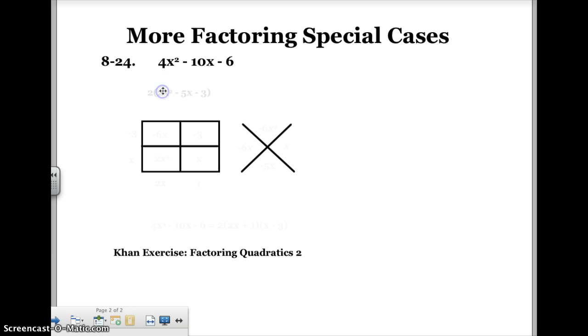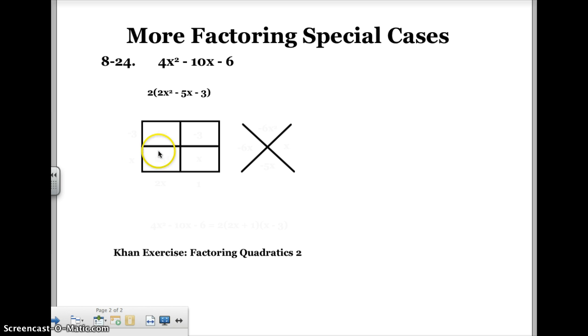So before I do this, I'm going to factor a 2 out of this quadratic as it's written as a sum. So when I factor a 2 out, I have 2 times 2x squared, because that's equal to 4x squared, 2 times negative 5x, because that's equal to negative 10x, and 2 times negative 3, because that's equal to negative 6. Now the part that I have inside the parentheses, that's what I'm going to put into my generic rectangle and diamond problem and solve.